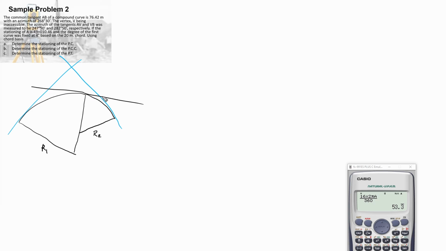So, this is a straight line nag-intersect dito. So, para lang ma-remind, this is the point of curvature. This is yung PCC, point of combined curvature. This is PT, point of tangency. So, the common tangent, AB, of a compound curve is 76.42 meters. So, from this point hanggang dito, siya ay 76.42. Azimuth of 268 degrees and 30 minutes.